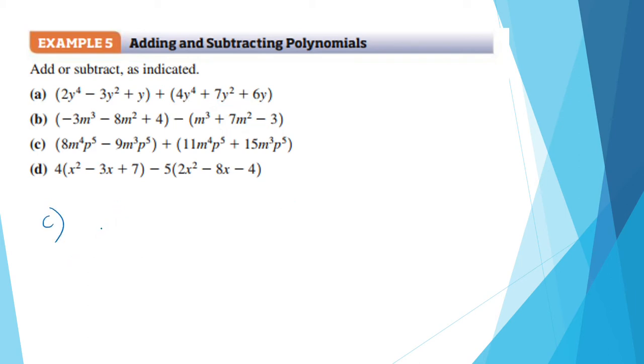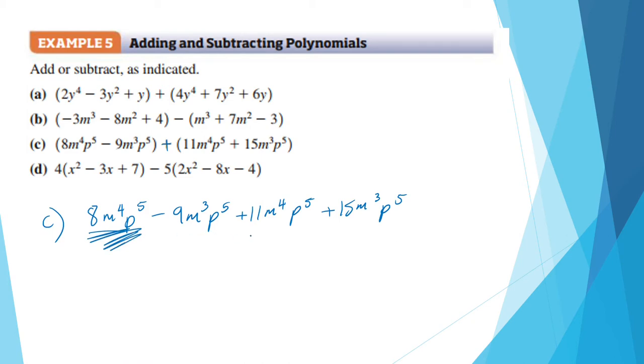Part C. There's no negative, so that's nice. We could just remove the parentheses. 8m to the 4th, p to the 5th, minus 9m cubed, p to the 5th, plus 11m to the 4th, p to the 5th, plus 15m cubed, p to the 5th. Now I'll have to look at it carefully to make sure they have the same variable and the same exponent. Then I can add them.